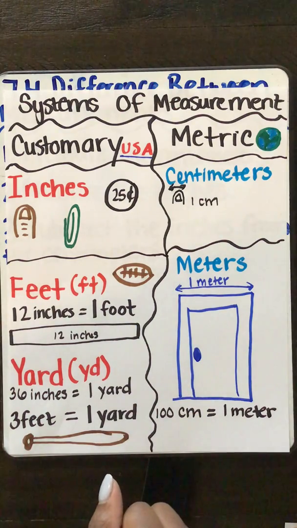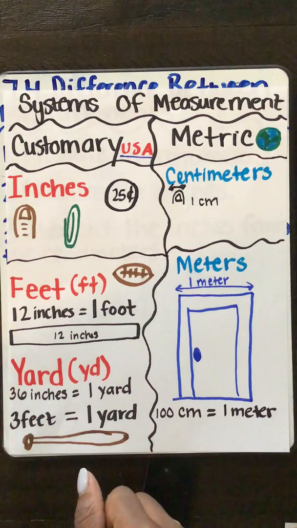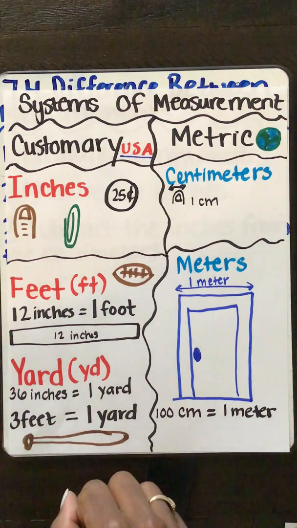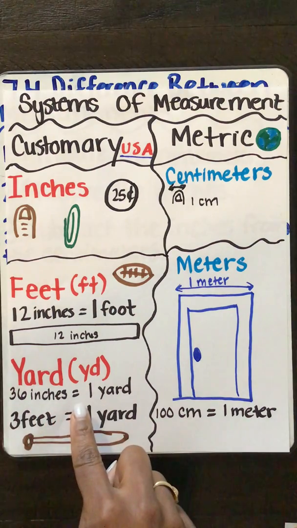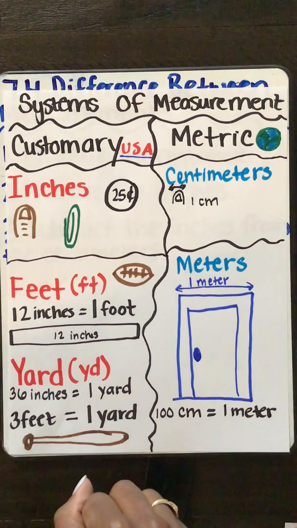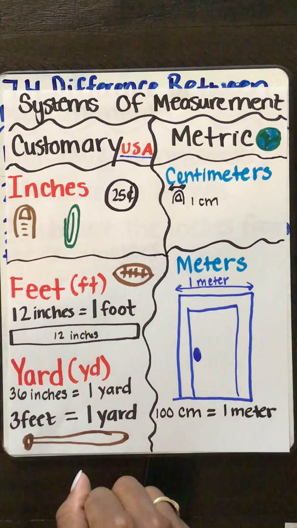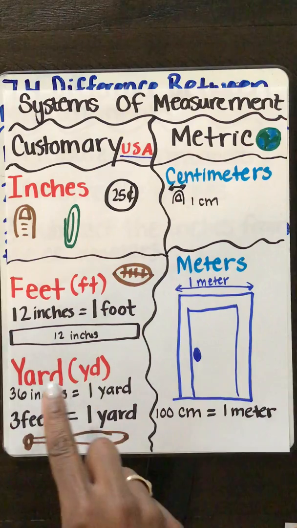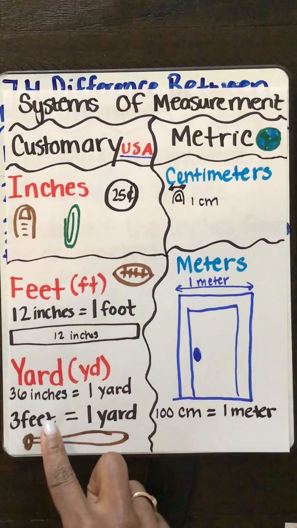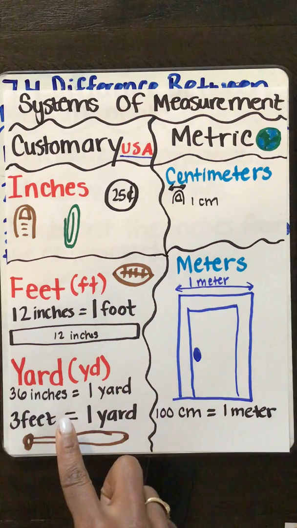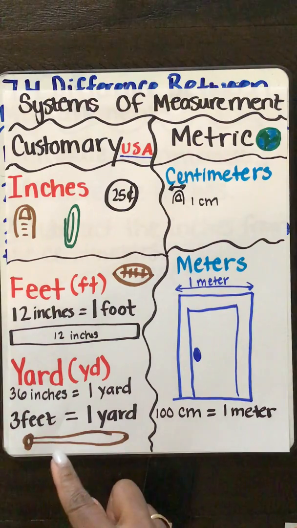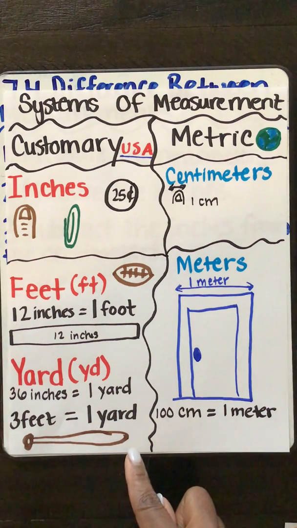1 foot. Very good. And the last customary unit of measurement is yards. So a yard has 36 inches. 1 yard has 36 inches. How many inches? 36. You got it. So since 1 yard has 36 inches, 1 yard also has 3 feet. Very good. And a yard is about the length of a baseball bat.